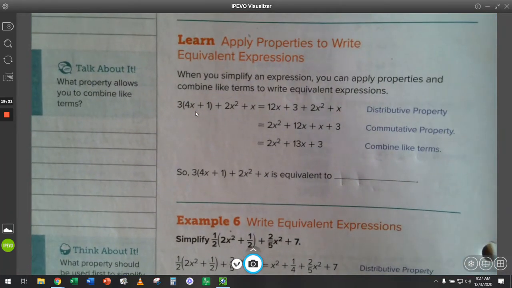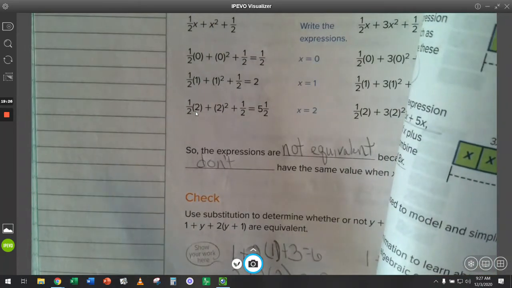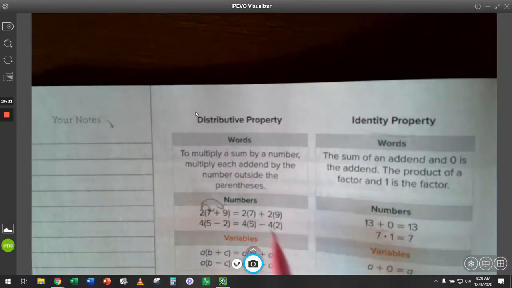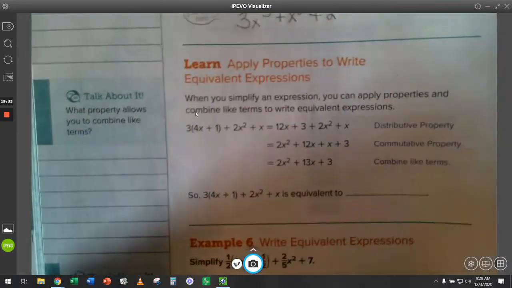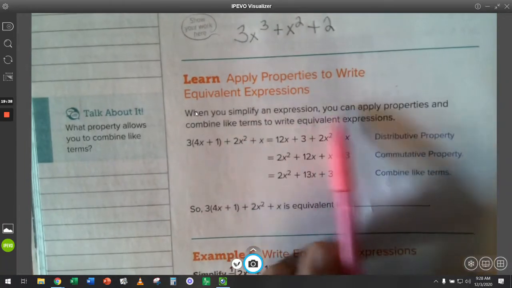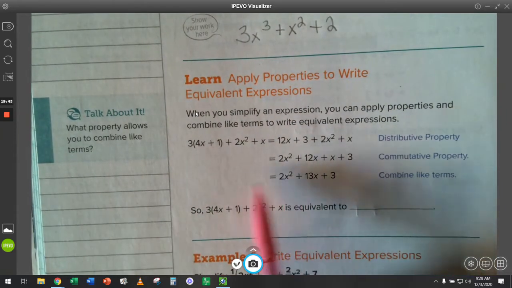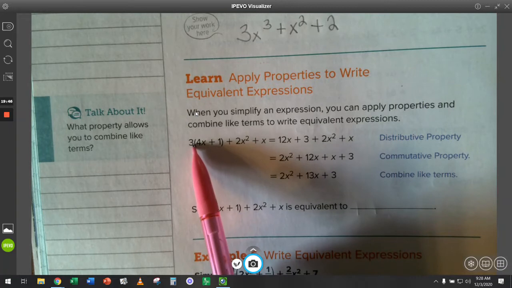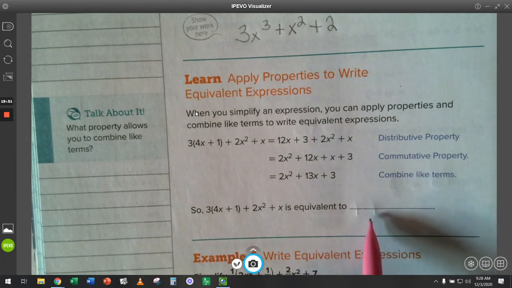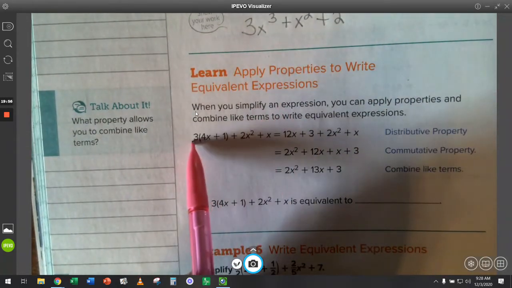All right, so let's talk about properties here. So this is where page 315 and 316 will come in handy. So you want to probably keep that close by, okay? So when you simplify an expression, you can apply properties to combine like terms and to write equivalent expressions. So when we were to do this one, we are then just simply combining like terms to find the correct expression.